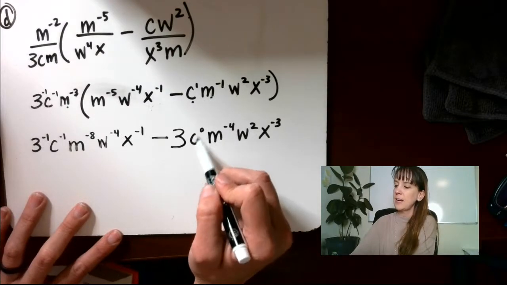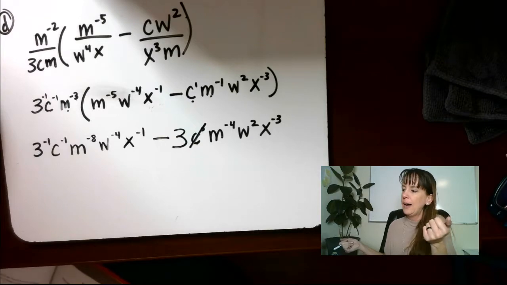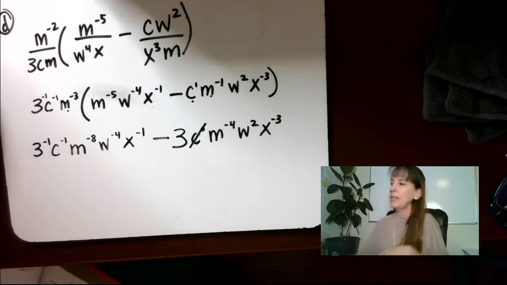Just keep in mind that c to the 0 is 1, so you can cancel that out because anything times 1 is itself. All right, guys, if you have any questions at all about these, let me know.